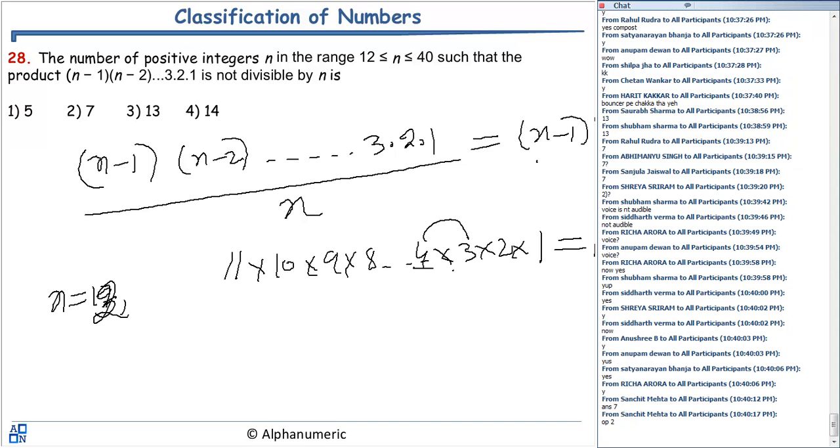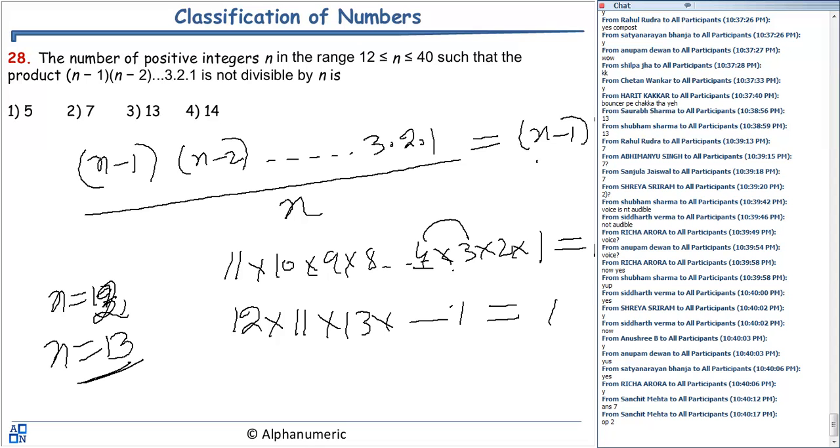Remember, it is a multiple of 12, 12 into something. But what about if you take n equal to 13? The moment you take prime number n equal to 13, you will get 12 into 11 into 10 into something till 1. But is it a multiple of 13? No. Why? Because 13 can never be written as a product of two factors. So 13 से less जितने भी composite या prime numbers हैं, उनको multiply करके कभी भी 13 नहीं आएगा. So this is not a multiple of 13.